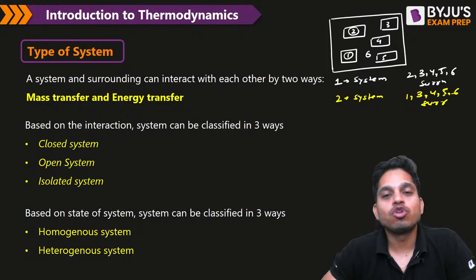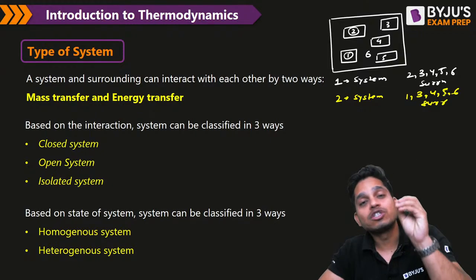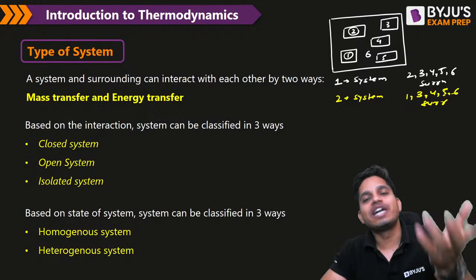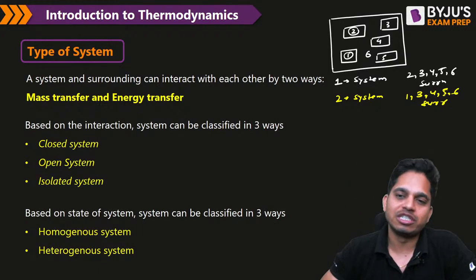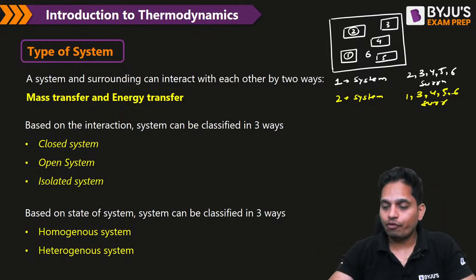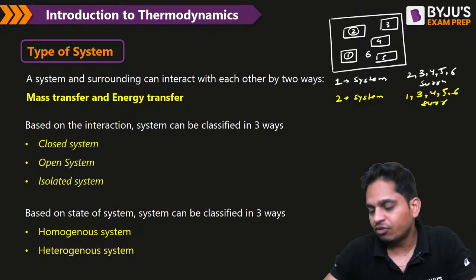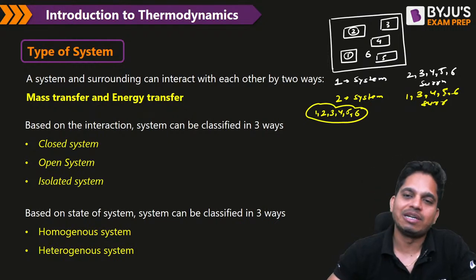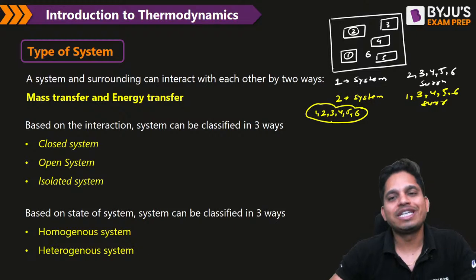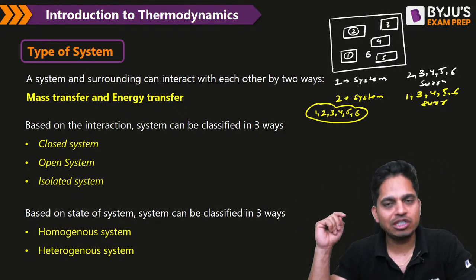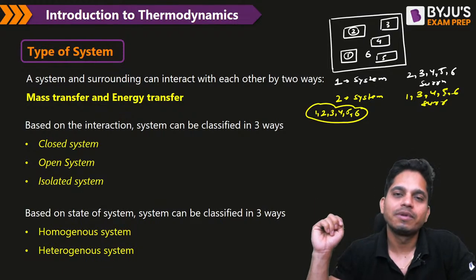So it depends on what portion of the universe you want to study or analyze. That is your system. If you want to analyze the whole universe, that means everything, then the whole universe is your system. Sir, you are saying system plus surrounding? No. If you want to analyze everything, then the universe is your system. There is no surrounding. That's all.